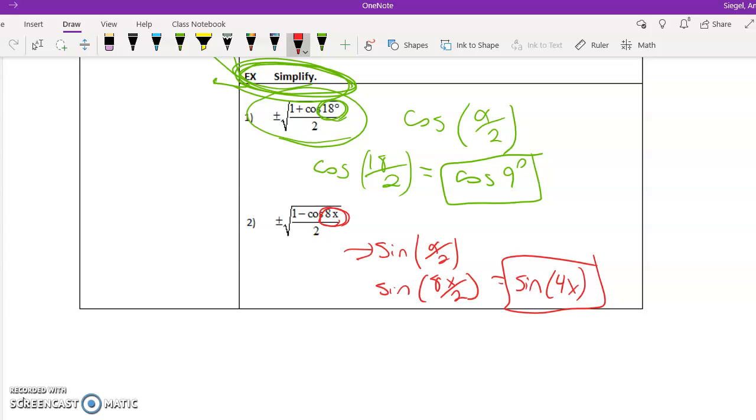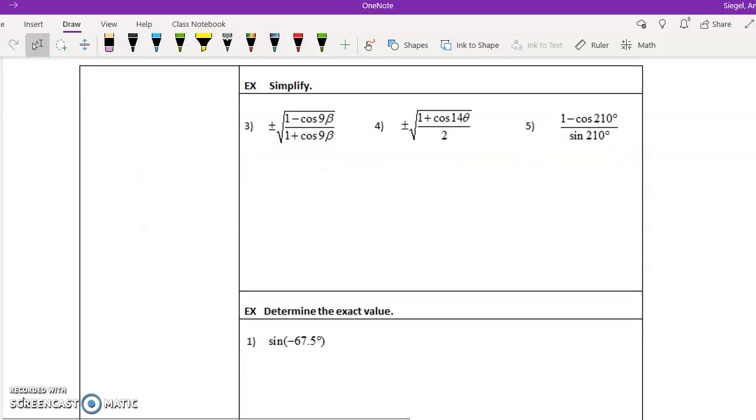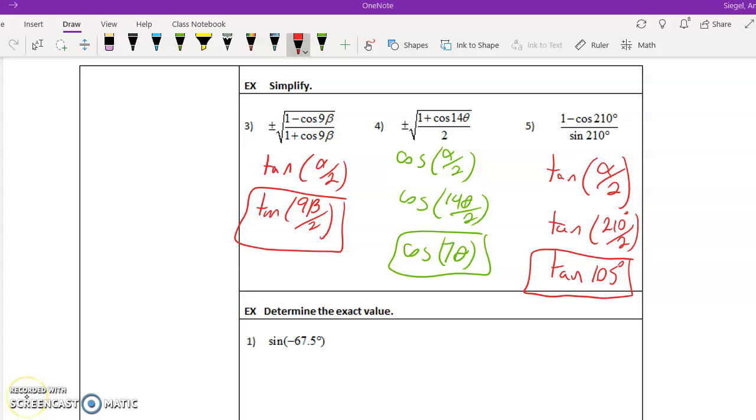Okay, so for the next one, let's keep going. Why don't you try these three on your own? Okay, so here are the next three. Again, notice the word simplify. We're just going backwards. The last thing I want you to notice on this is that I had two different tangent forms on that one.